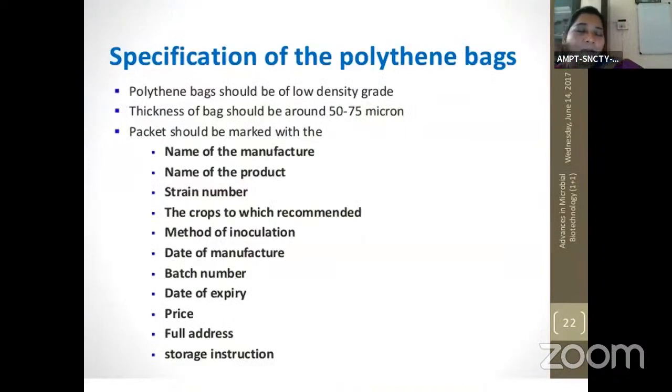Then when we are going to produce the specific biofertilizers, we have to give certain information on the biofertilizer packet. The polythene bag should be of low density grade. The thickness of the polythene bag should be around 50 to 75 microns. The packet should be marked with the name of the manufacturer. We have to specify the production unit name, name of the product, strain number, which batch you are producing, the crops for which we recommend the particular biofertilizer, the method of inoculation we are suggesting the farmer, date of manufacturing and date of expiry, batch number, and the price of the biofertilizer, and the full address of the production unit.